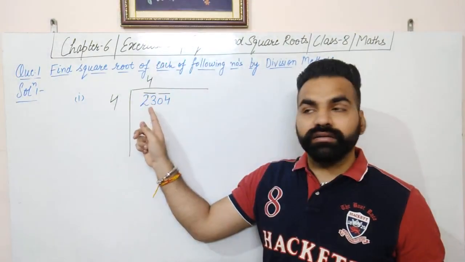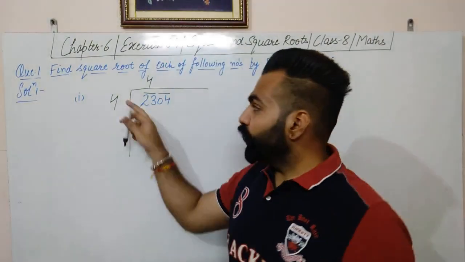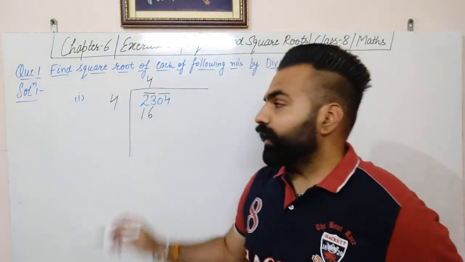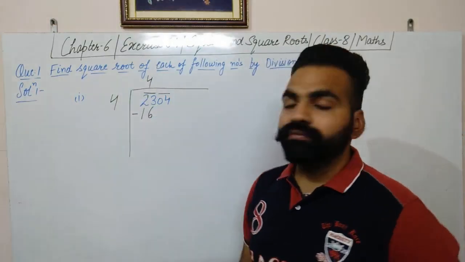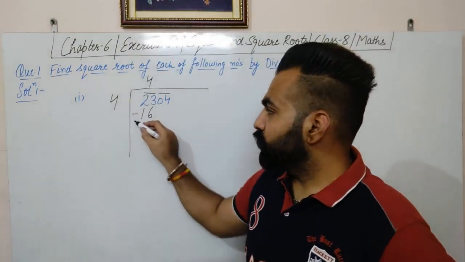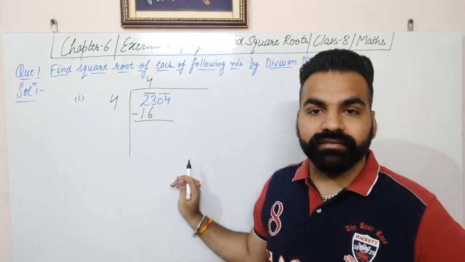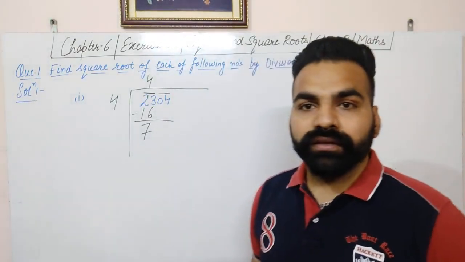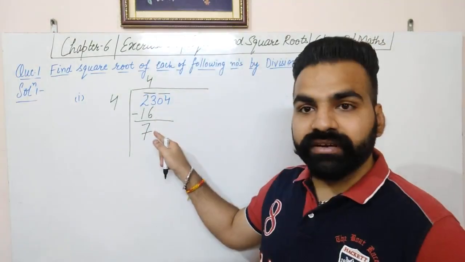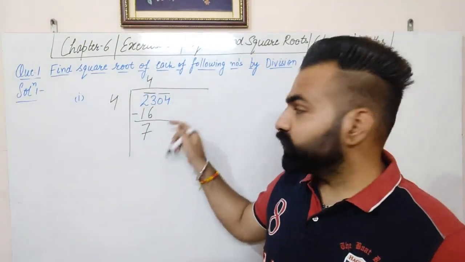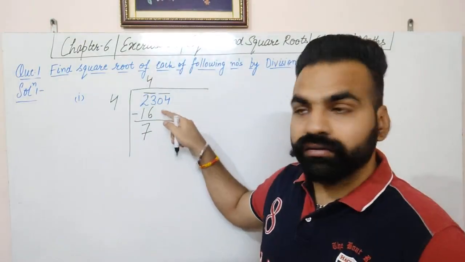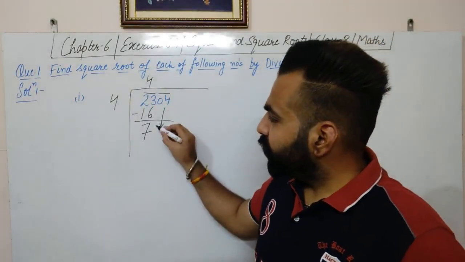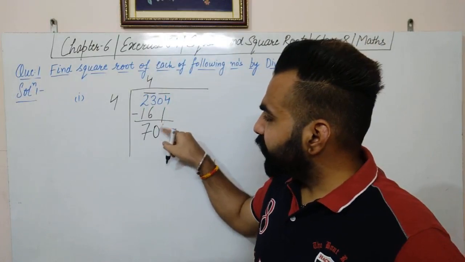less than the pair here. So 4 into 4 is 16. We will write 16 here and subtract it from 23. So 23 minus 16 is equal to 7. And what next? We will take this pair down. So 04 will come down to the right hand side of 7.